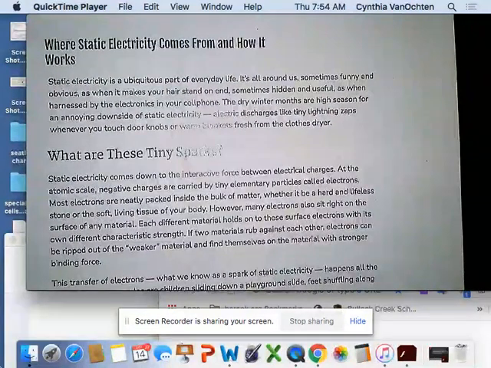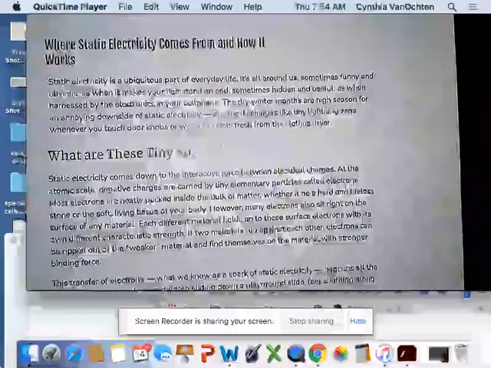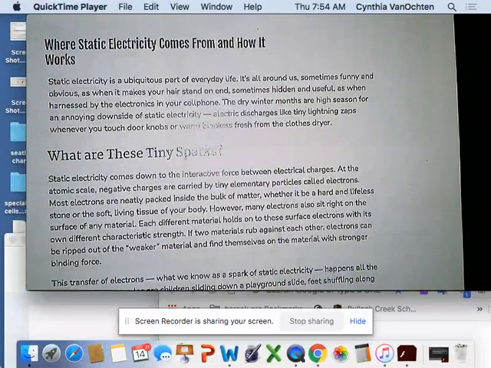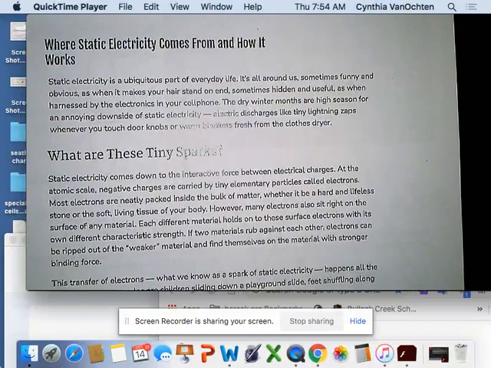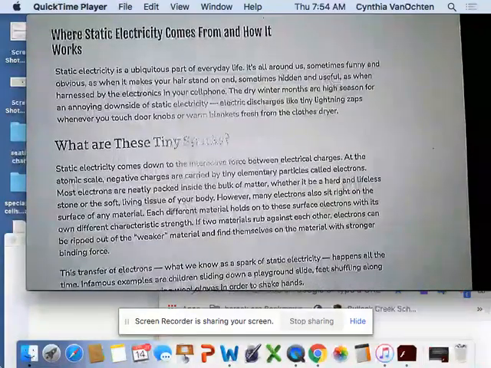Static electricity is... does anybody know that word? What do you think it is, Aaron? It's ubiquitous. Ubiquitous means it's everywhere. It's very common. Okay, there's your vocab word for today. Maybe go home and use that tonight. Ubiquitous means it's everywhere. It's very common.